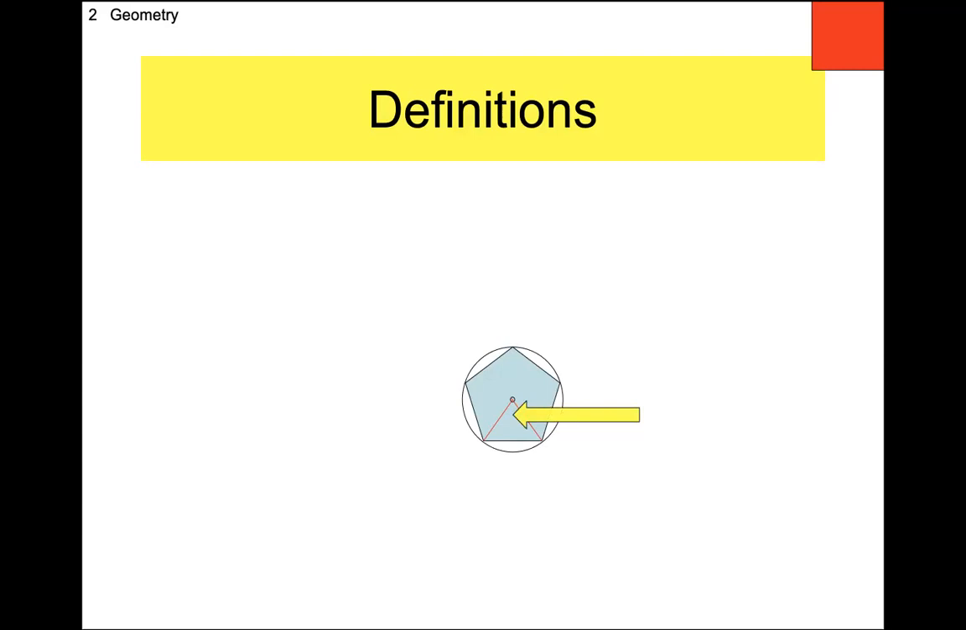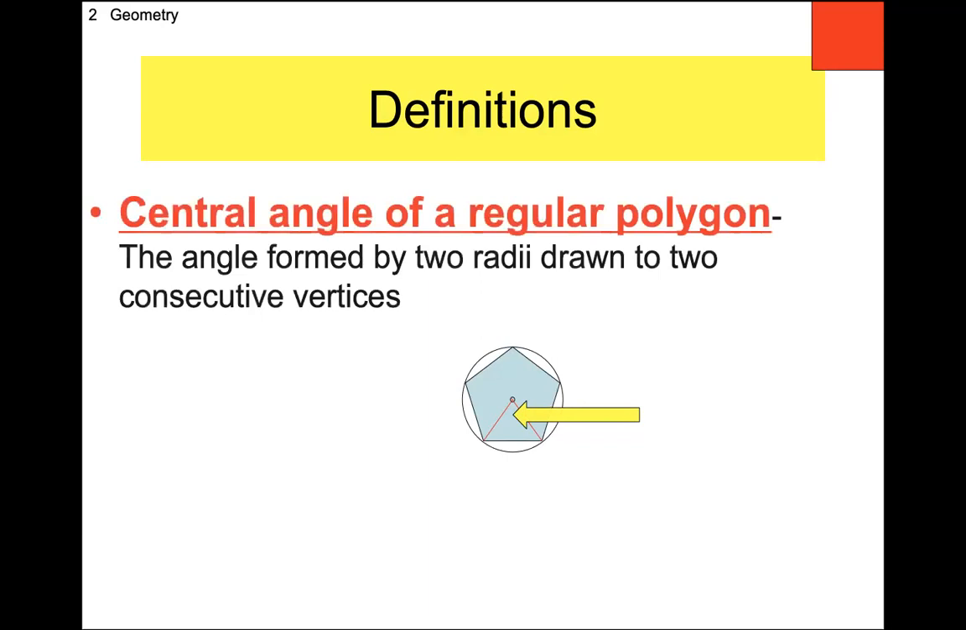So if you think about the circle, that would be a central angle of the circle. So we'll also call it the central angle of the regular polygon. So that's the angle formed by two radii drawn. It's got to be two consecutive vertices, but it's two things. It's the central angle of the circle, the circumscribed, and then it's also the central angle of the regular polygon itself as well.